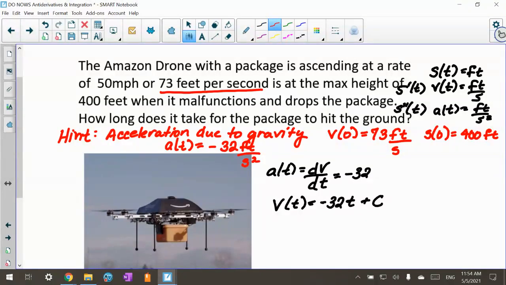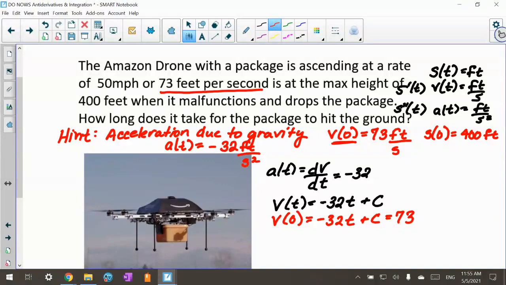But we do know that v sub 0, we knew this right here, is 73 feet per second. So I can actually figure out what my constant is. When the time was 0, it was 73 feet per second. So I can just put it equal to 73.